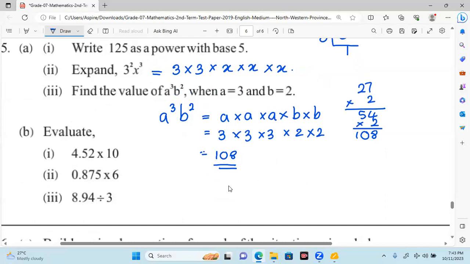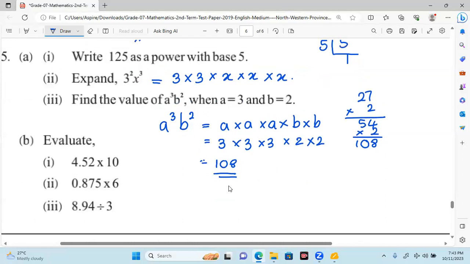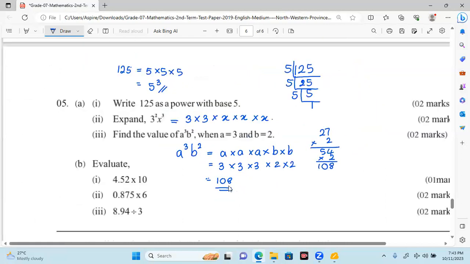Okay. This is how we do it. Do you have any doubts related to the powers? මොන හරි ප්‍රශ්න තියෙනවද?